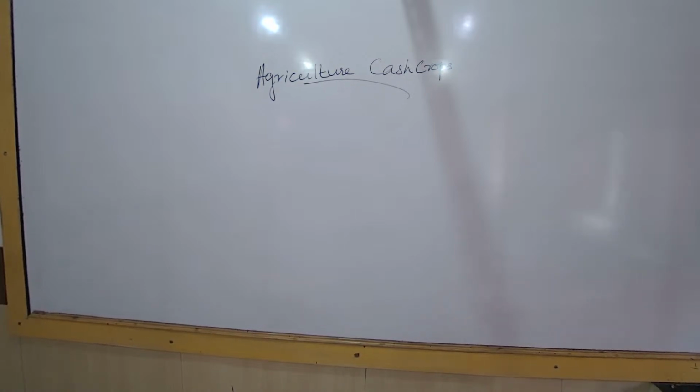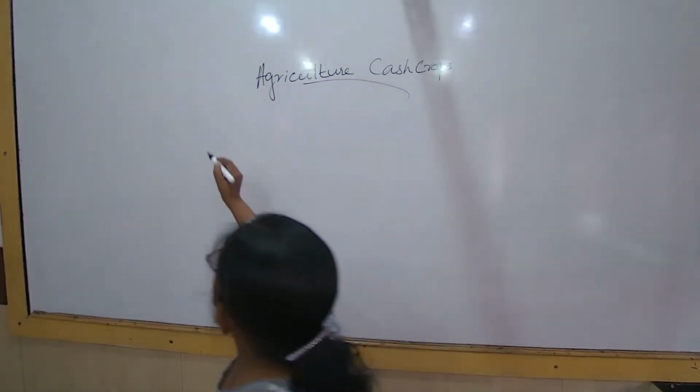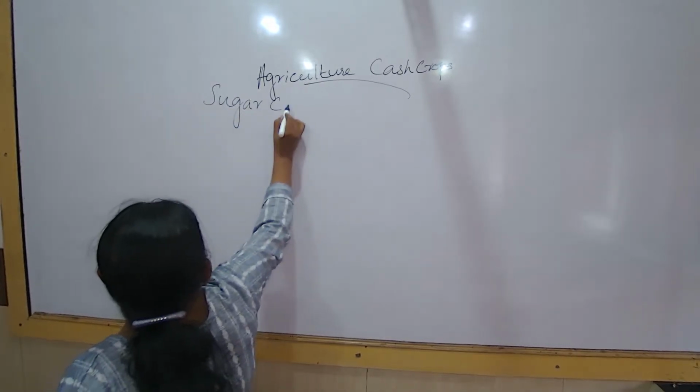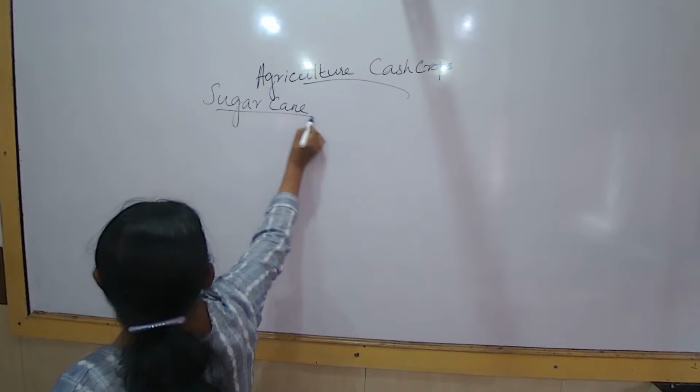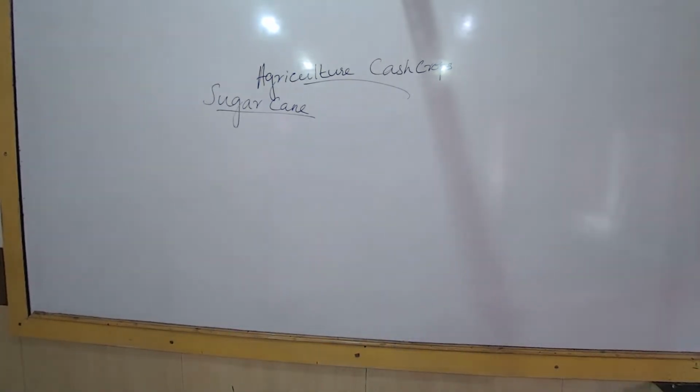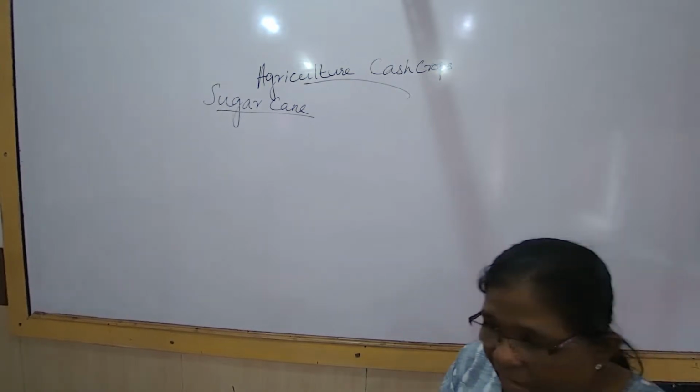In this lesson, we are going to learn about sugarcane first. It is very familiar to you. What type of crop is this sugarcane? Cash crop and food crop, both of them.